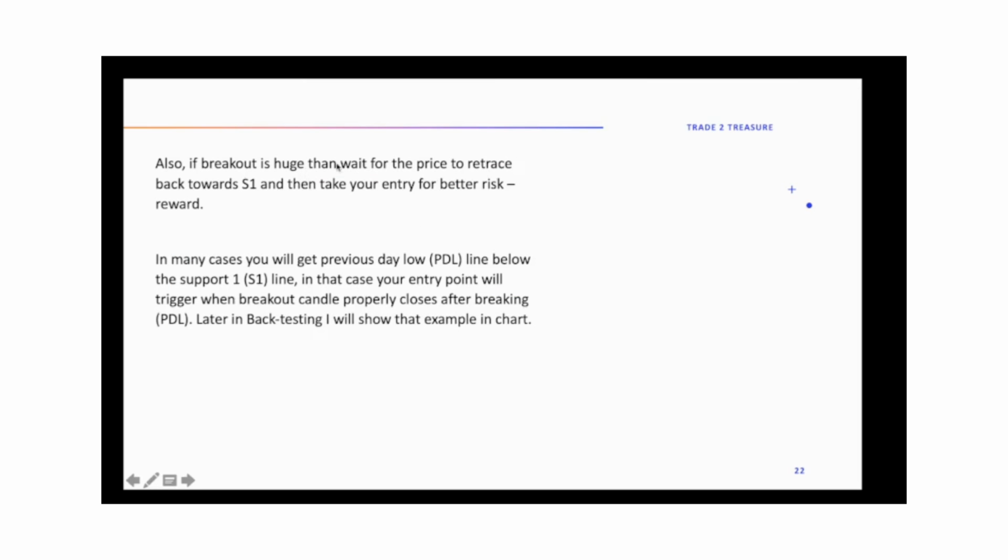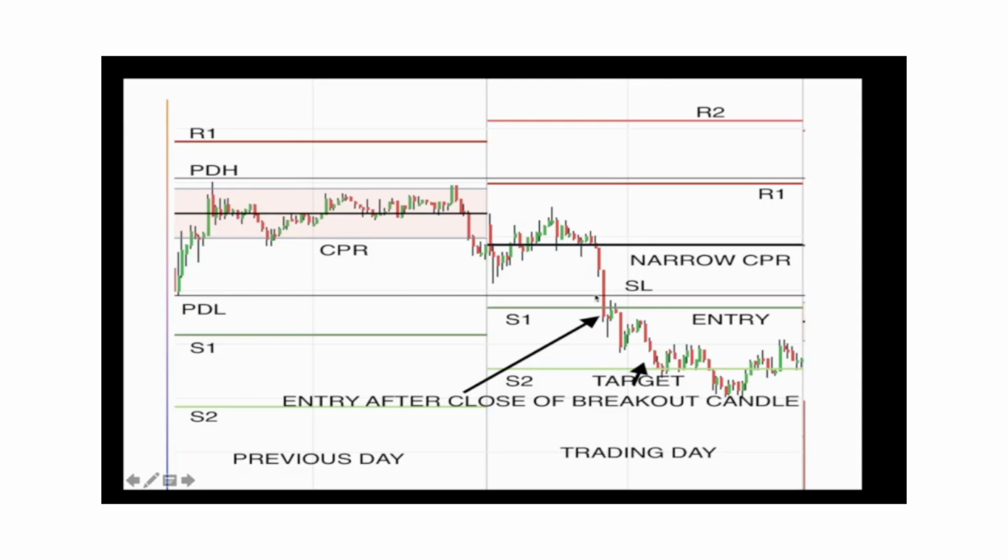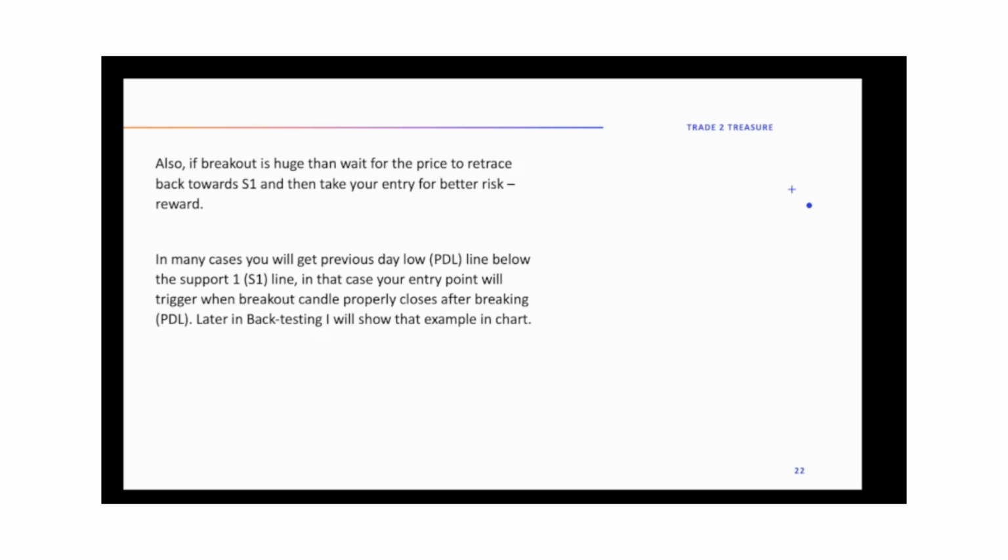Also, if breakout is huge, then wait for the price to retrace back towards S1 and then take your entry for better risk reward. What I mean to say here is, let's suppose this red candle is closed somewhere around here. So you can't take your entry here. You have to wait for the stock price to retrace back to near S1 area. Or else you can leave the trade and go to next trade.